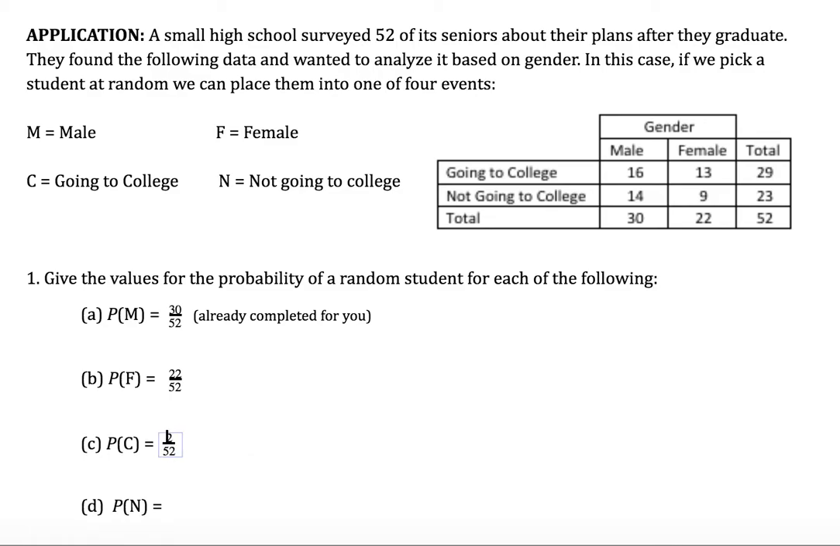Probability of C, C meaning going to college. Again, the sample space is 52. Those that are going to college, there's a total of 29. The probability of N, meaning not going to college, out of my sample space of 52, not going to college, there are 23.